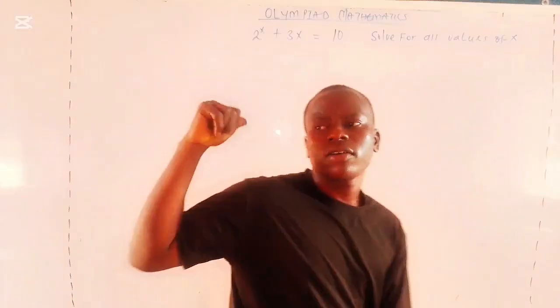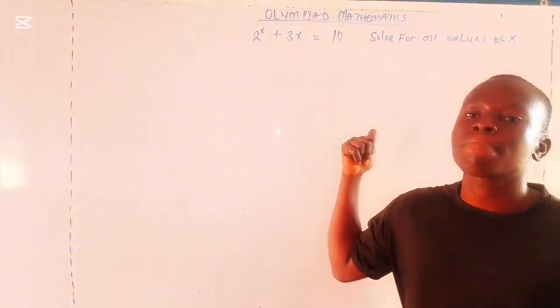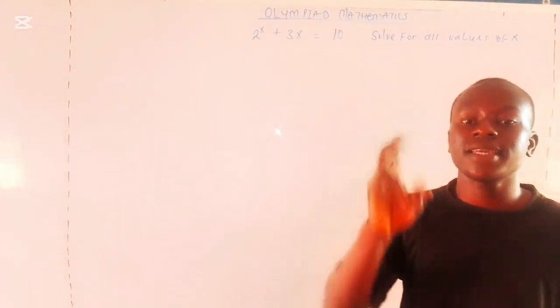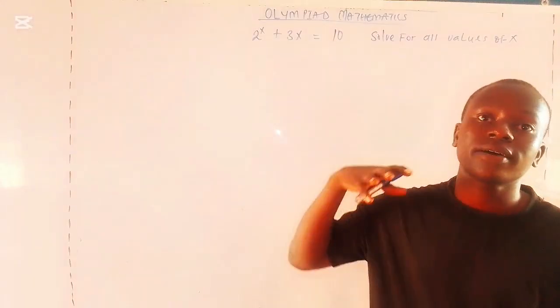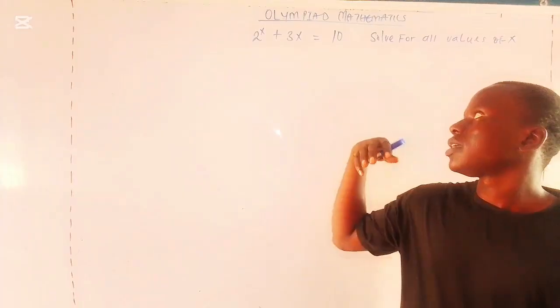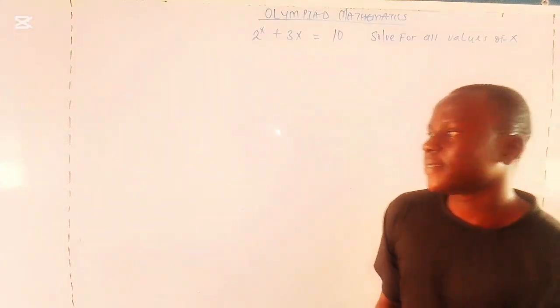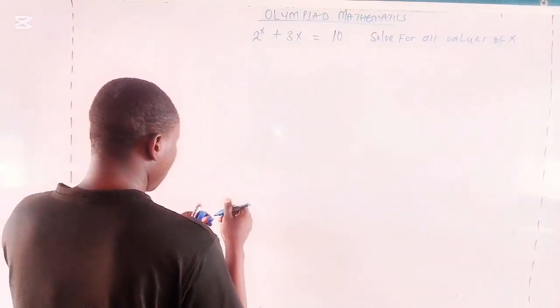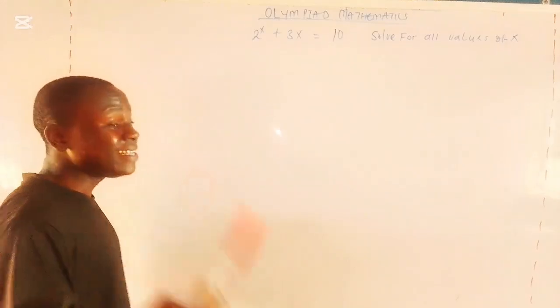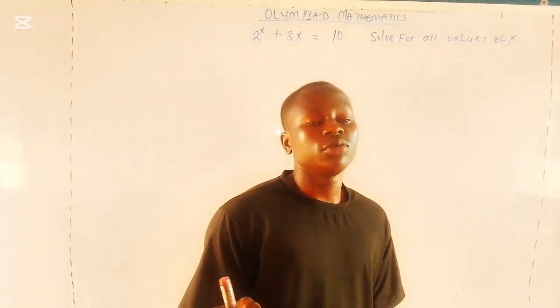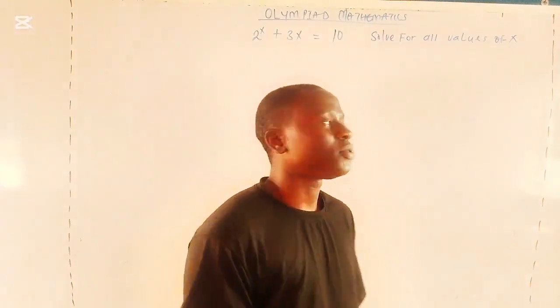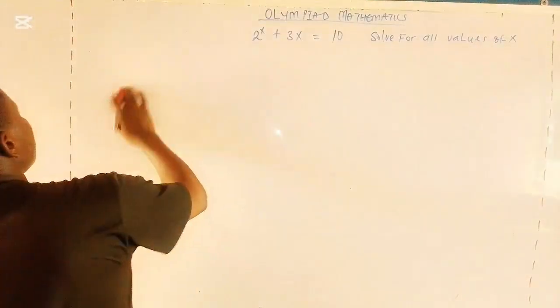So how do you find all values of this particular equation? I'm going to find the integer value and then other values, alright? So that's what I'm going to do. Now let's get started, guys. The first thing we are going to do, for us to find the integer values, is to make a substitution.